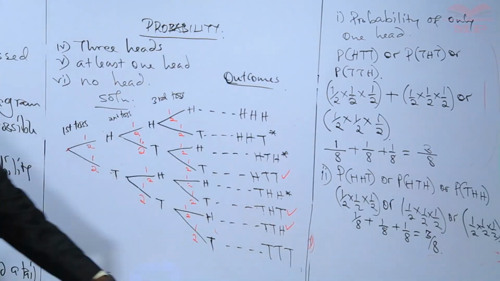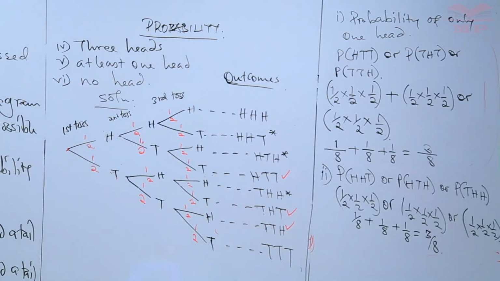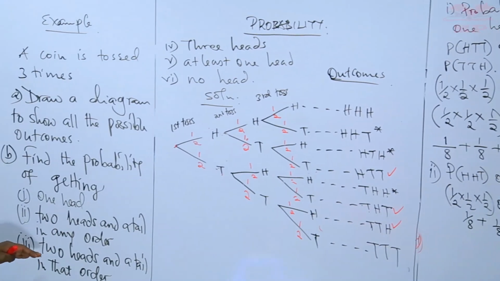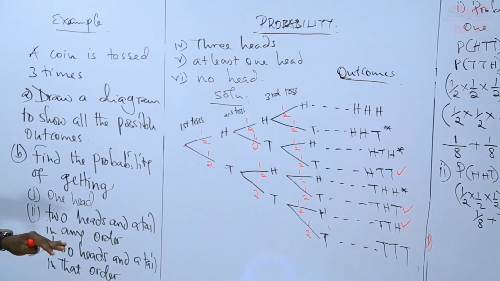So that is how we can solve the second part. That is 2 heads and a tail in any order.